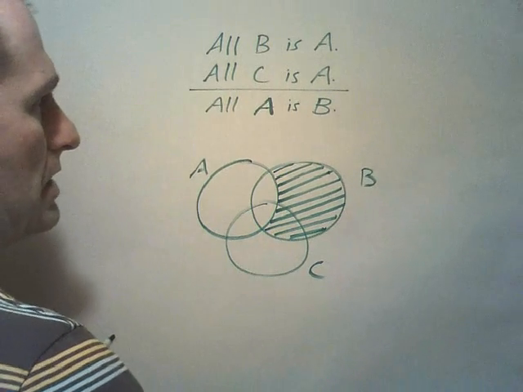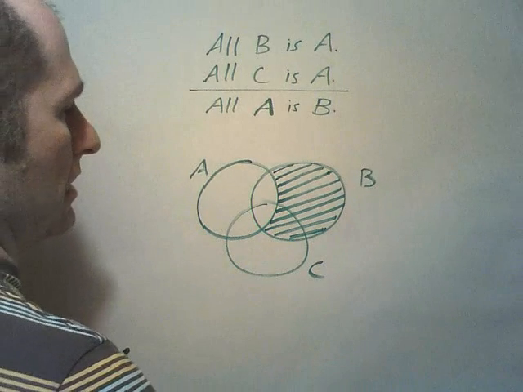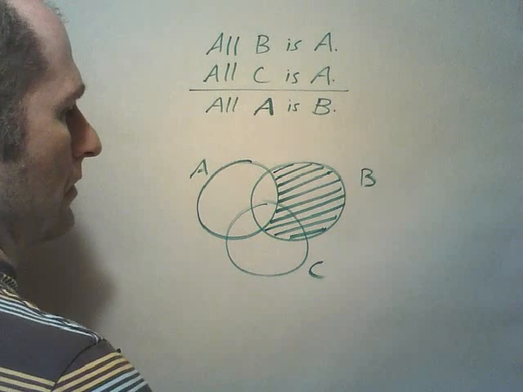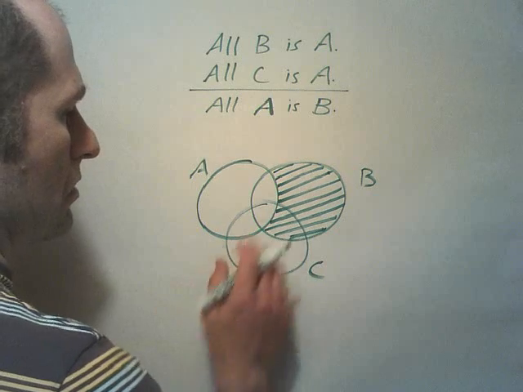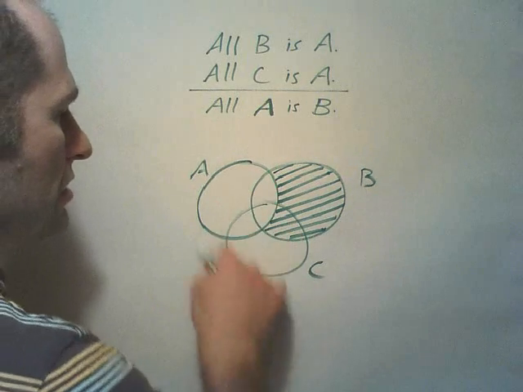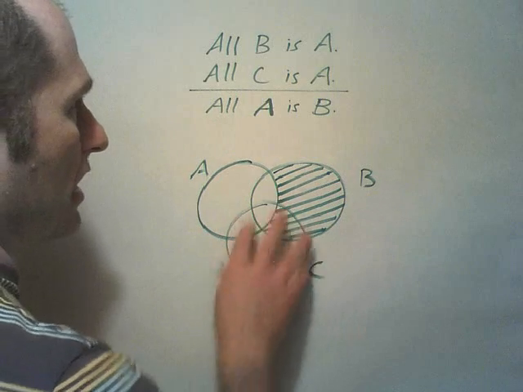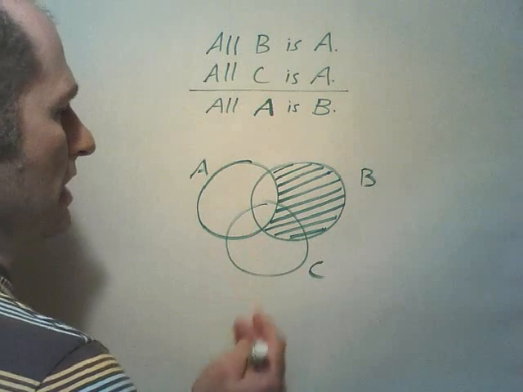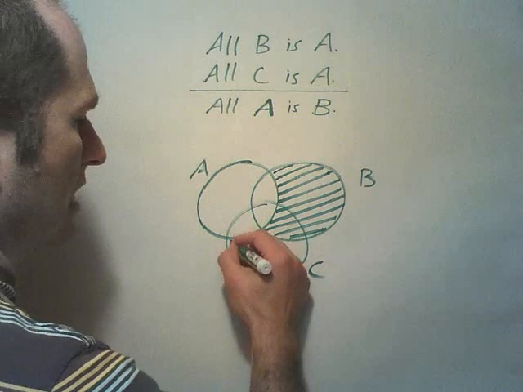And then it says all C is A. So here's C and here's A. We don't have to think about the B circle right now. Here's the A circle, here's the C circle. Everything of the C circle has to be inside the A circle. Okay, so let's cross this out.